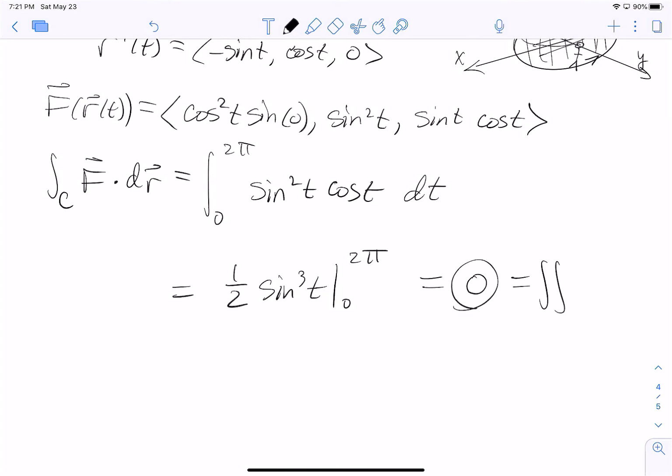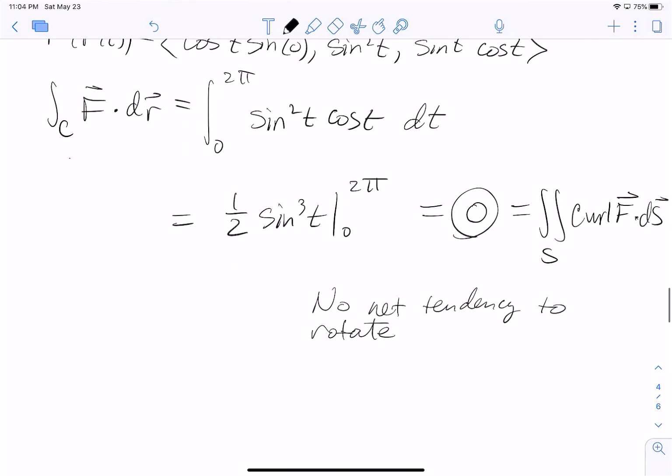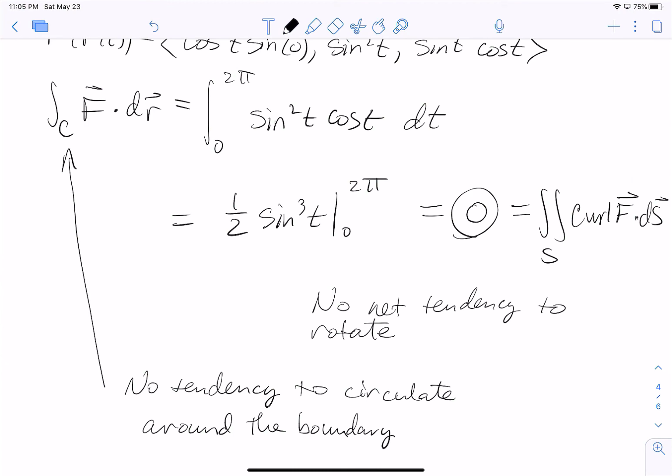What we actually found was the surface integral over S of the curl of F dot dS. The way we can interpret this is that with this vector field F, there is no net tendency for a fluid to rotate on this surface. And we figured it out by finding that there was no tendency of the fluid to circulate around the boundary.